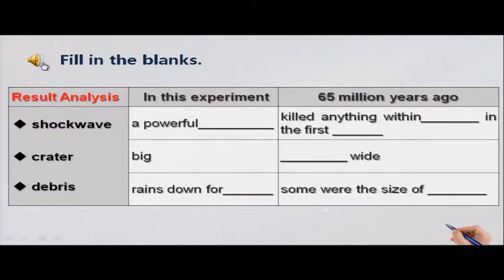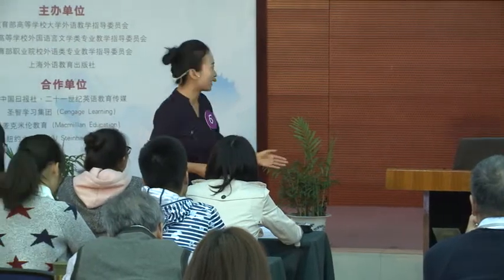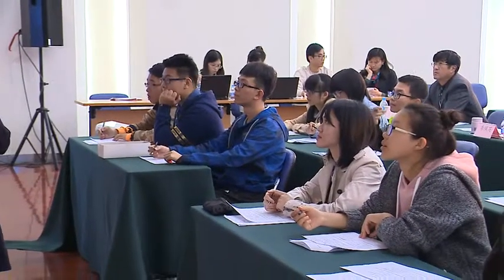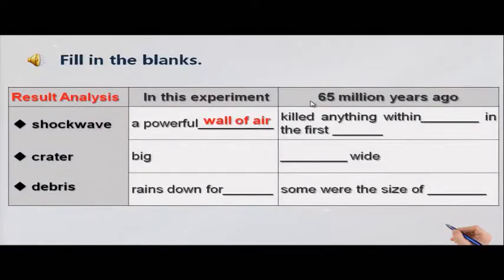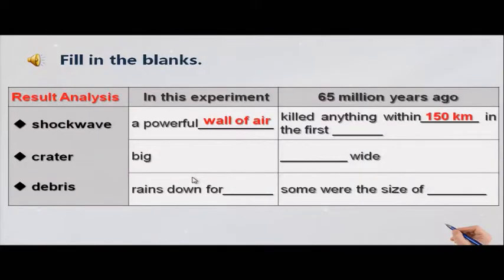All right, I see some of you are really using the symbols and abbreviations. Good job. So this time, could you please answer me together? The shock wave in this experiment is a powerful wall of air. Good. And 65 million years ago, it killed anything within 150 kilometers in the first 10 seconds. Good. And what about the crater? 65 million years ago, how wide was it? How wide?